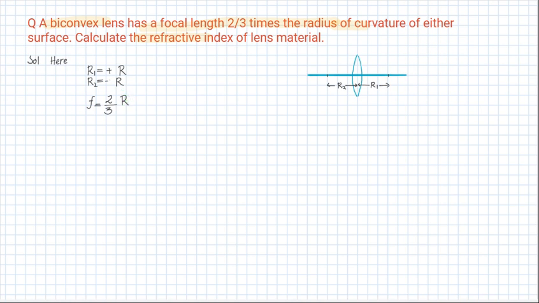Fine. Now they have given this much detail. They have given this information in the question. Now what have they asked you? They have asked you to calculate the refractive index. To calculate the refractive index, again we'll use our lens maker formula.